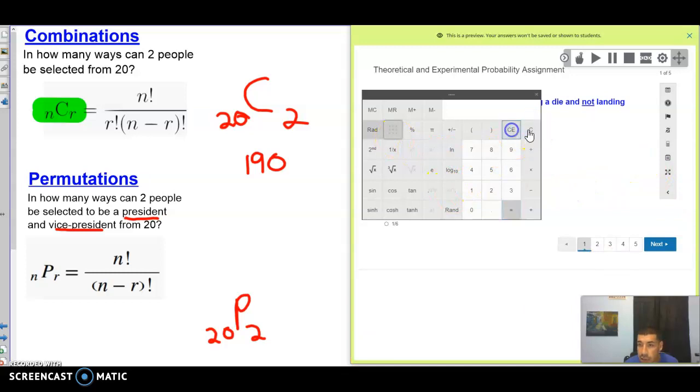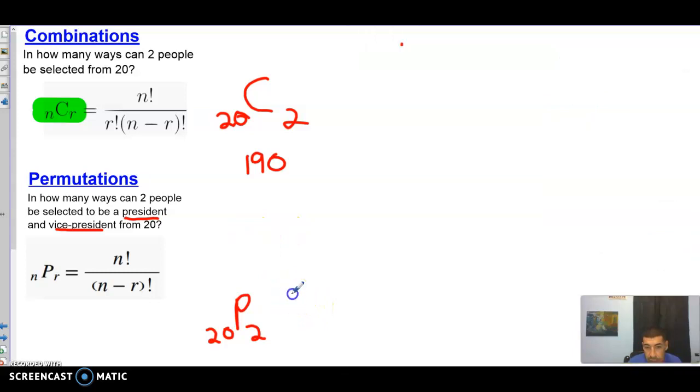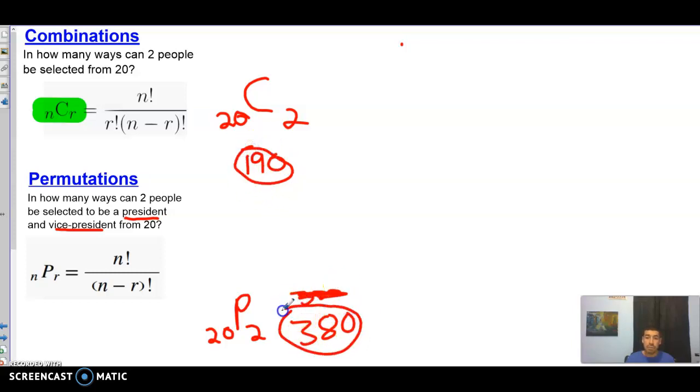Okay, now let's go back to the calculator and do the second problem. Let me clear this. 20. This is a permutation, so you hit this key, taking 2 at a time. 380. Notice, class, that these two answers are different. So these are the types of problems that we will be doing. This is the answer for the first one. This is the answer for the second one.